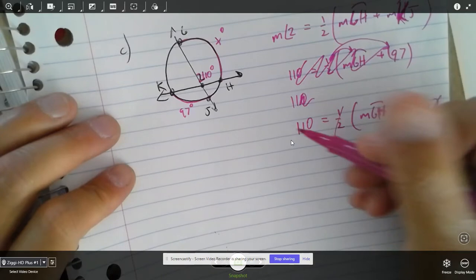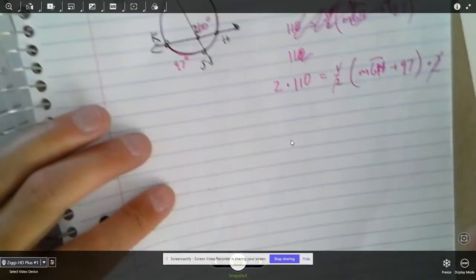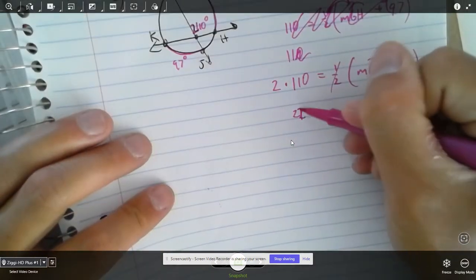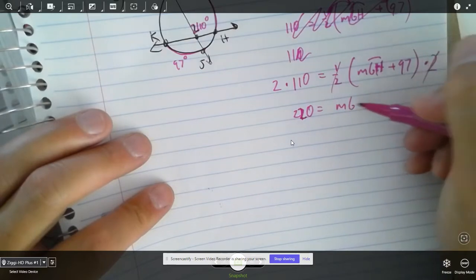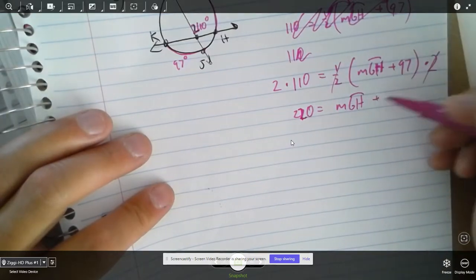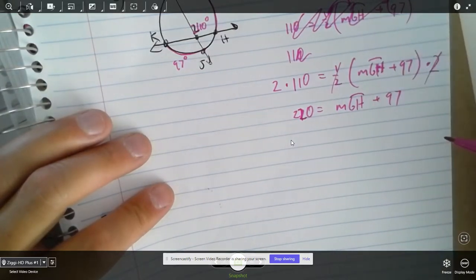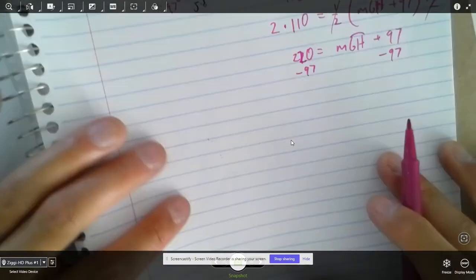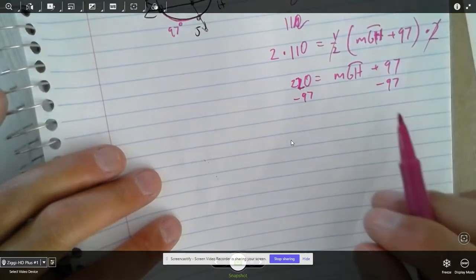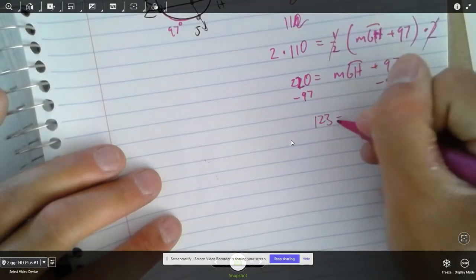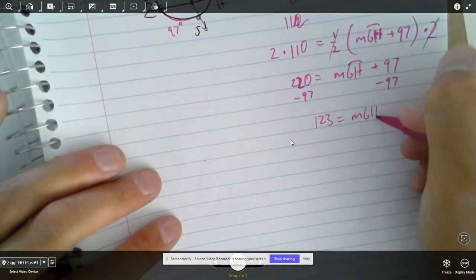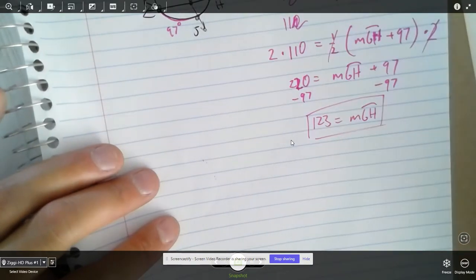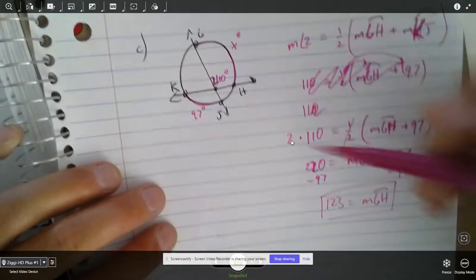And then whatever I do to one side of the equal sign, I've got to do to the other. And this is going to be a lot cleaner. 220 is now equal to the measure of GH plus 97. Okay? And then I just subtract 97 from both sides, and I should get 123 is equal to the measure of GH. There we go. So I just solved for this guy here.